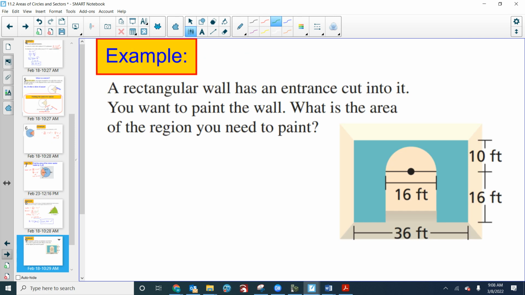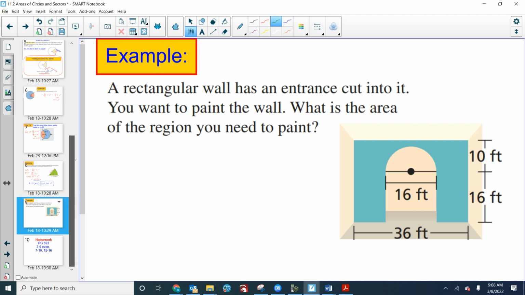It's 67. A rectangular wall has an entrance cut into it. You want to paint the wall. What is the area of the region you need to paint? This actually happens a lot. I'm not just saying this because I'm a math teacher, but if you look on the back of the paint can, you'll see how many square feet it should cover. All right?